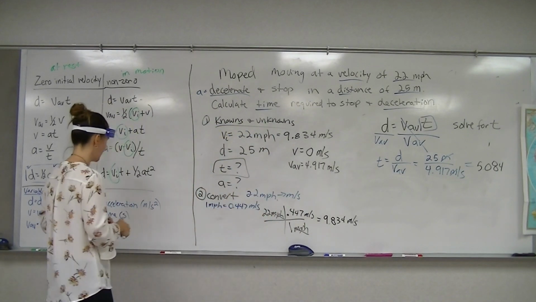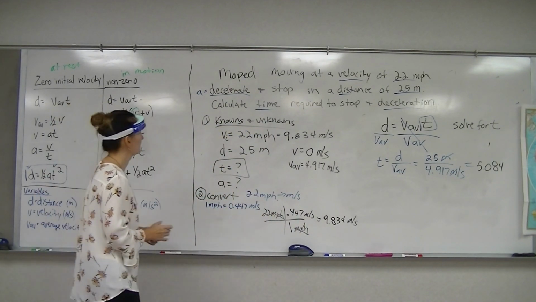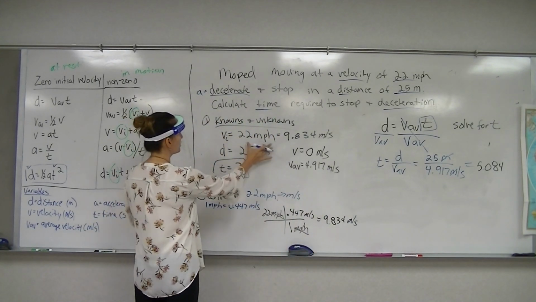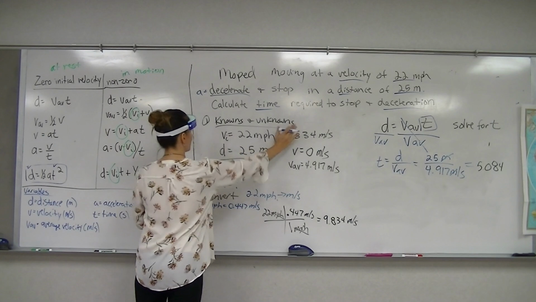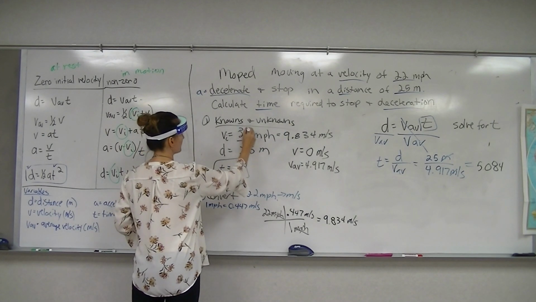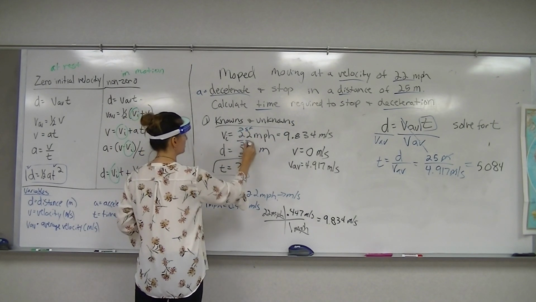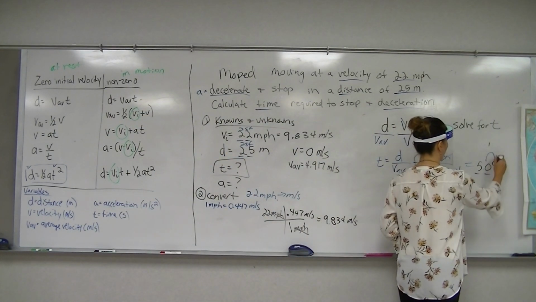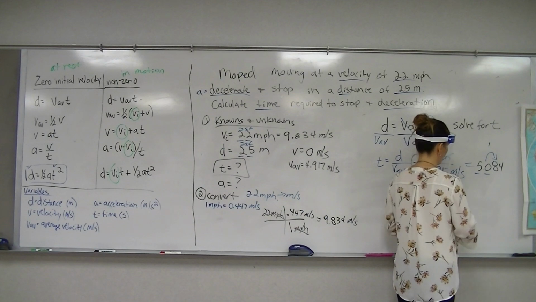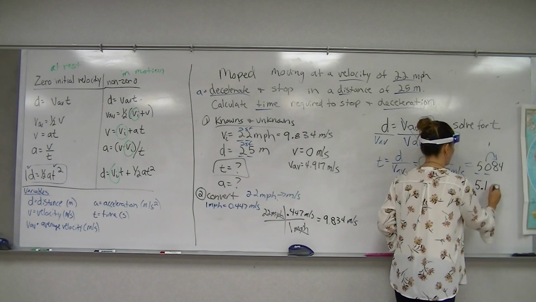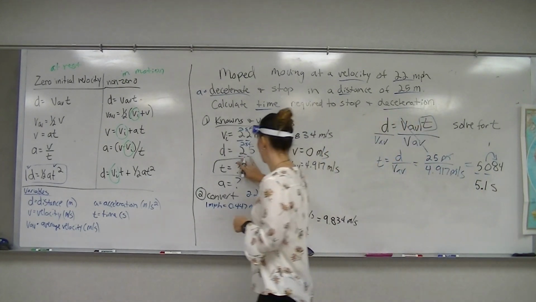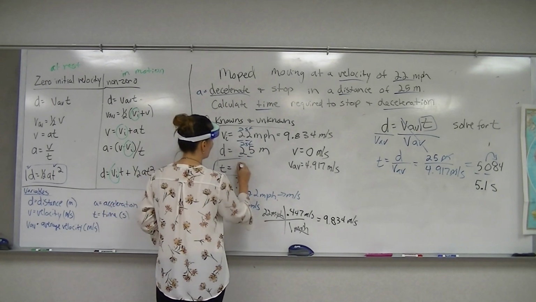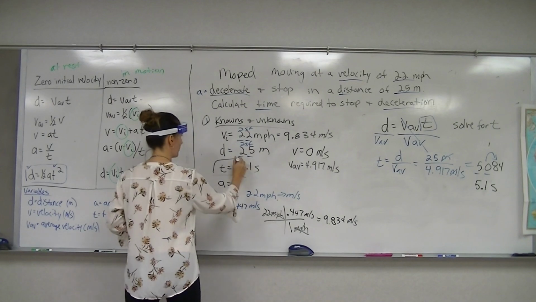But since it's our final answer, let's make sure we have the correct sig figs. There's always one extra step, isn't there? So we're looking at our original numbers, not the converted ones. So 2 sig figs here, 2 here. So we want 2 in our answer. That's going to round to 5.1 seconds. So now my time has come from an unknown to a known, and it took 5.1 seconds for that moped to stop.